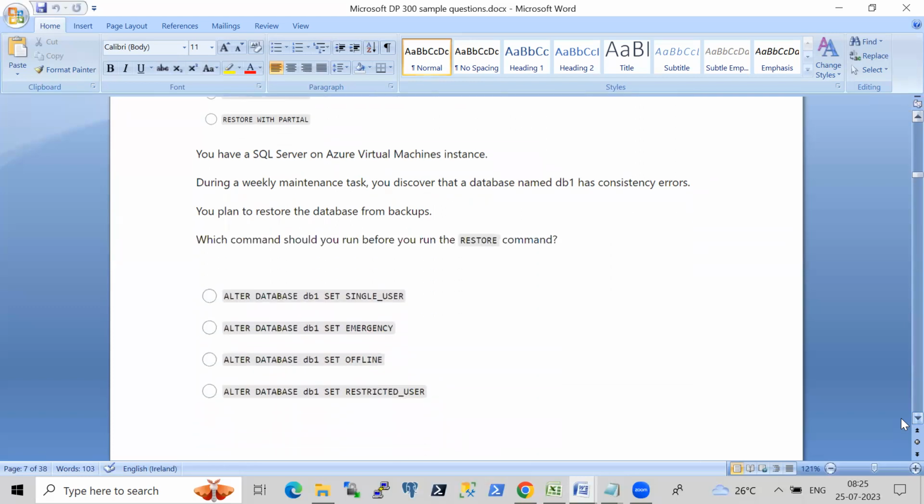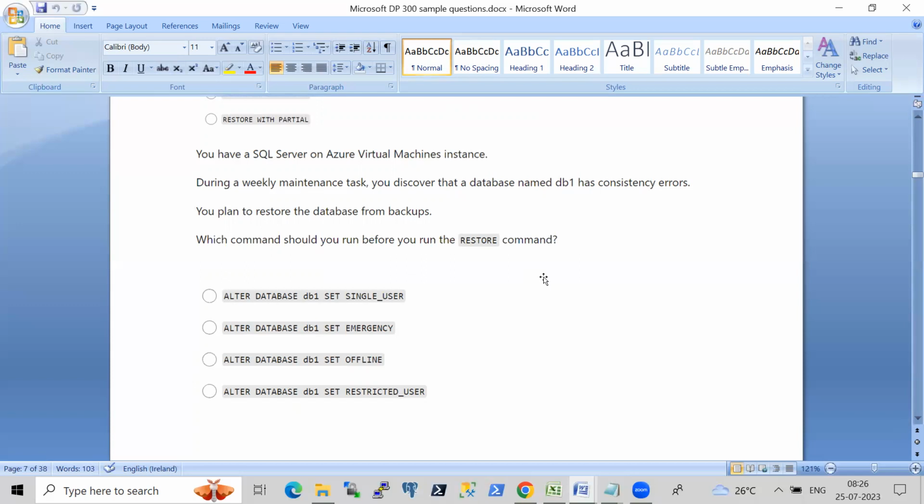Okay, so now this is very good question. I used to ask this question when I was doing interviews. Okay, you have a virtual machine, means nothing but IaaS. It can be on premises also. There's nothing great. It can be on premises or IaaS. During weekly maintenance task, you discovered some consistency errors on DB1 database. You plan to restore the database from backups. So which command should you run before the restore command? Before performing restoration, which command should I run?